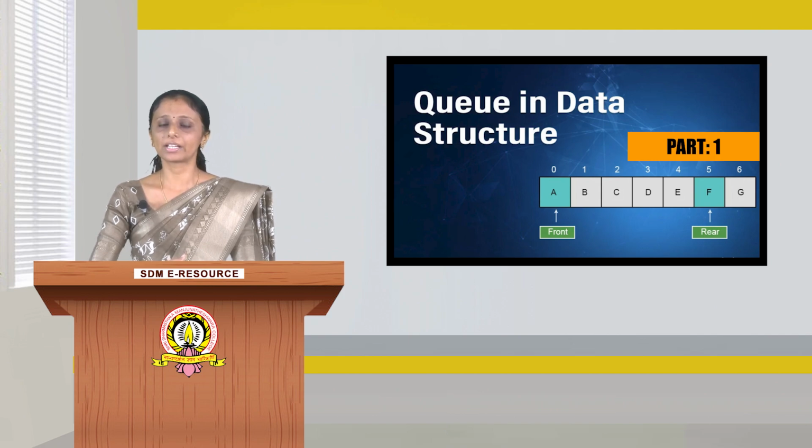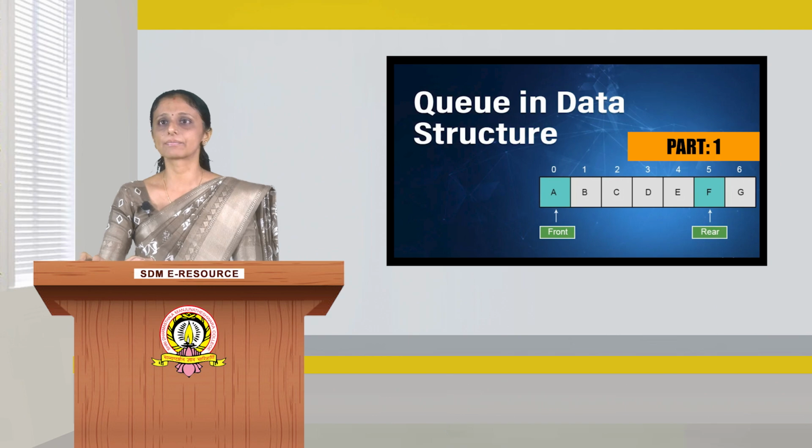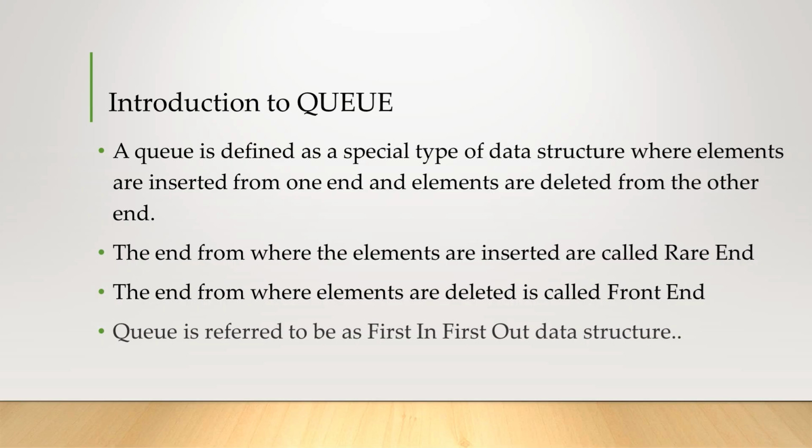Now let us see what actually the queue data structure is. We can define a queue as a special type of data structure where elements are inserted from one end and elements are deleted from the other end. The end from where elements are inserted is called the rear end, and the end from where elements are deleted is called the front end. A queue is referred to as a first in first out data structure, so we say a queue works in FIFO fashion.